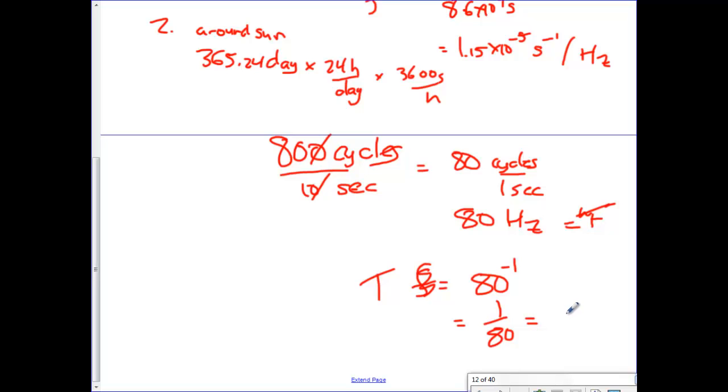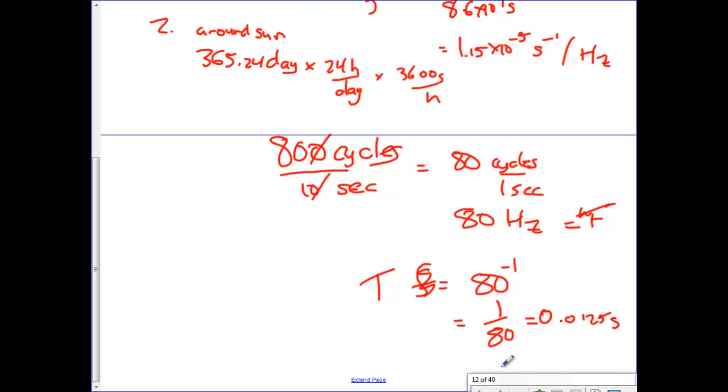So, what's 1/80th out of curiosity? 0.0125. So, every 0.0125 seconds, a bumblebee flaps his wings. Or, a better way of looking at it maybe is that 80 times in 1 second it flaps its wings, which is crazy.